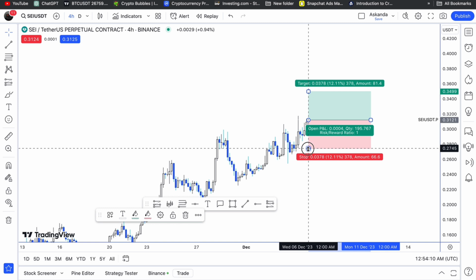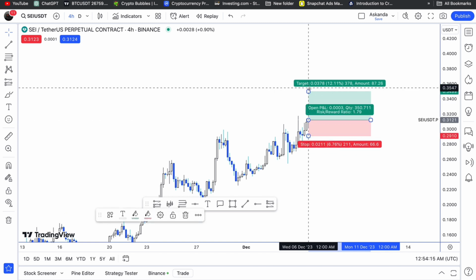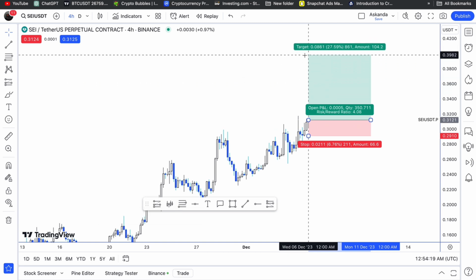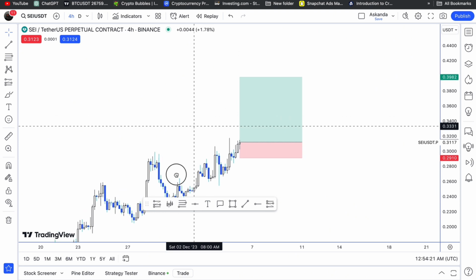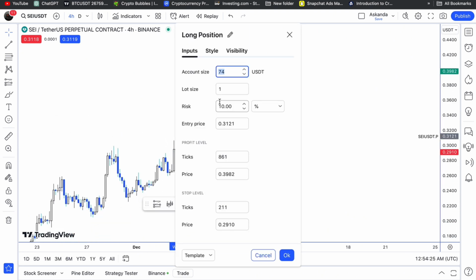Then we go for a 1:3 risk reward ratio. So this is where my stop loss will be, and my take profit can be around the next 3 or even 4, to the moon. So what we can now do is double click on it. When we double click this way, we'll enter our Binance balance. So let's enter our Binance balance.